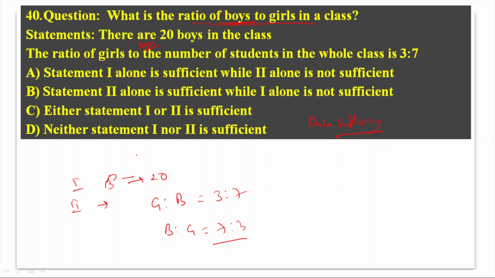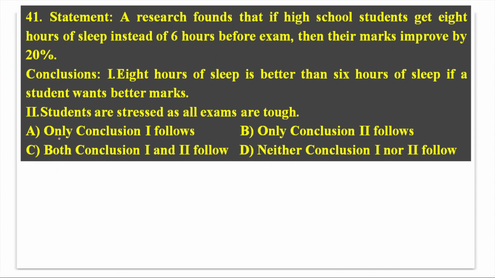Here from statement 1, we cannot find the ratio of boys to girls. But if I use statement 2 alone, this will be sufficient to answer my question. Statement 2 alone is sufficient, while statement 1 is not sufficient here. So option B will be the correct one here. Let us move to the next question here. Okay, this will be the next question.